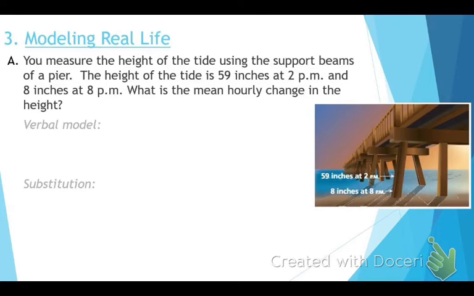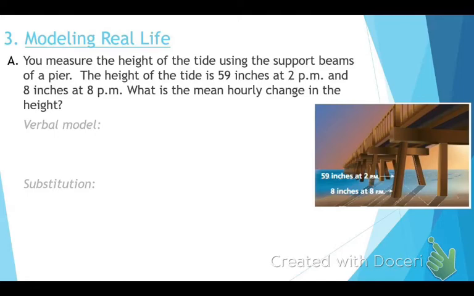Basically, how many of you have ever been to the beach before? Okay, have you ever seen the tide go up and then the tide go down? Okay, so you can see at 2 p.m. it's up here at 59 inches. Does it go up or down by 8 p.m.? It goes down. Very good. Okay, so we know our answer is going to be a negative because the tide is going down.